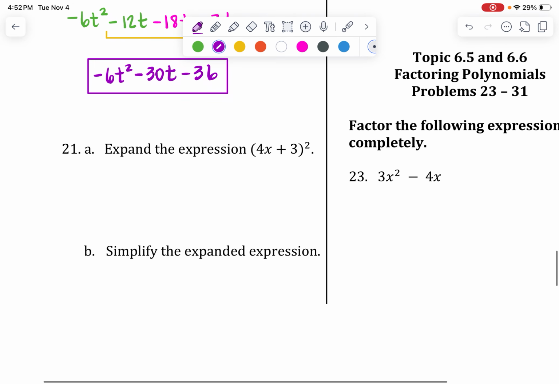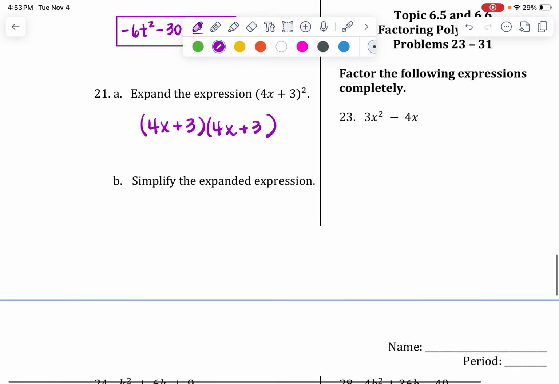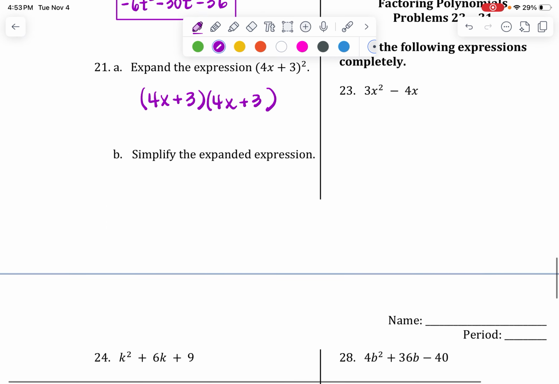All right. Number 21, expand the expression. Please make sure you understand that this 2 on the outside, you are not allowed to distribute him to the stuff inside because the stuff inside is terms and not factors. So if you see 4x plus 3 squared, you actually have to write that out as 4x plus 3 times itself, because that's what it means to square something, is to multiply it by itself. Then it says to simplify that expanded expression, which means to get rid of the parentheses.